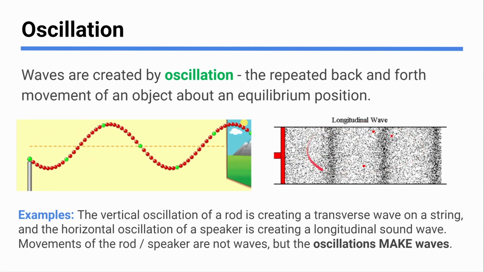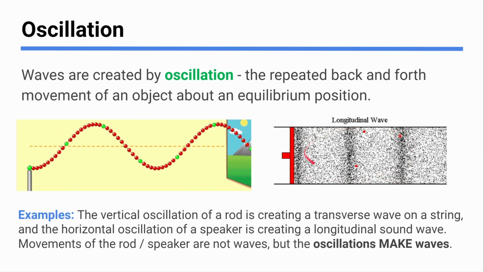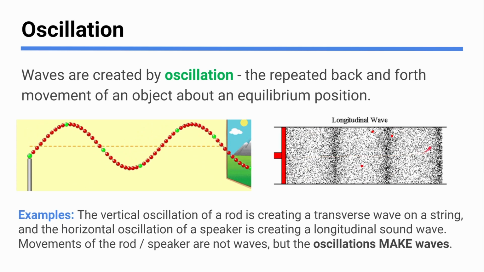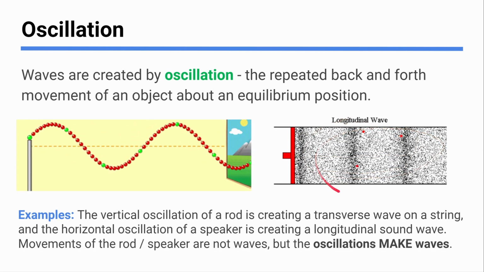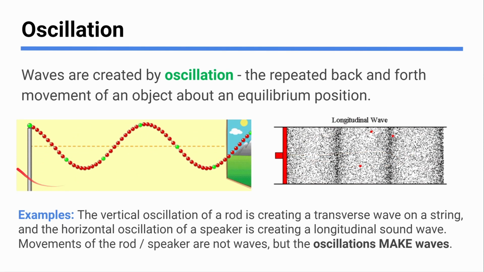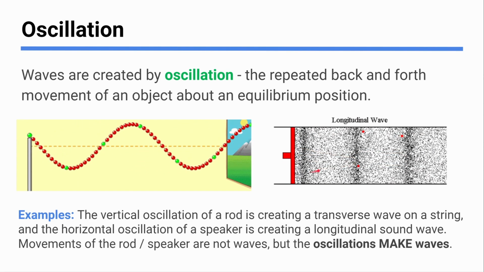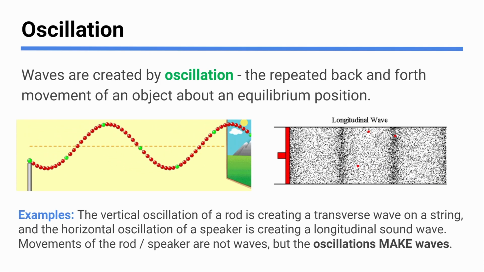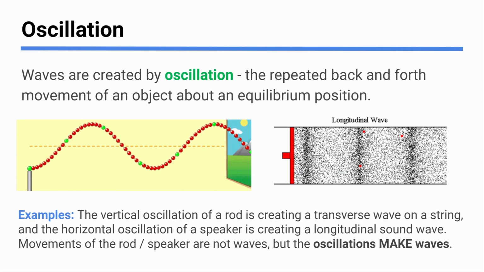The overall complicated motion of all these particles in such a way that it transfers energy from left to right, that's a wave. A wave is a physical thing, not something on a graph. So oscillations are the things that make waves happen, and so we like to talk about the movement of an oscillating object.